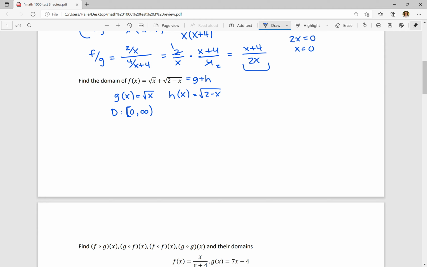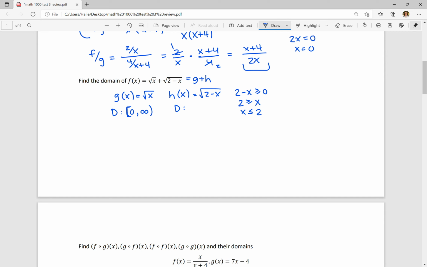That's just 0. For h of x, we want to do the same thing, but maybe we want to write an equation this time just to make sure our work is okay. So we want to make sure that that thing under the square root is bigger than or equal to 0. So we write that as 2 minus x is greater than or equal to 0. And then what we can do is just move the x over. So we have 2 is greater than or equal to x, which if we switch this around means that x is less than or equal to 2.